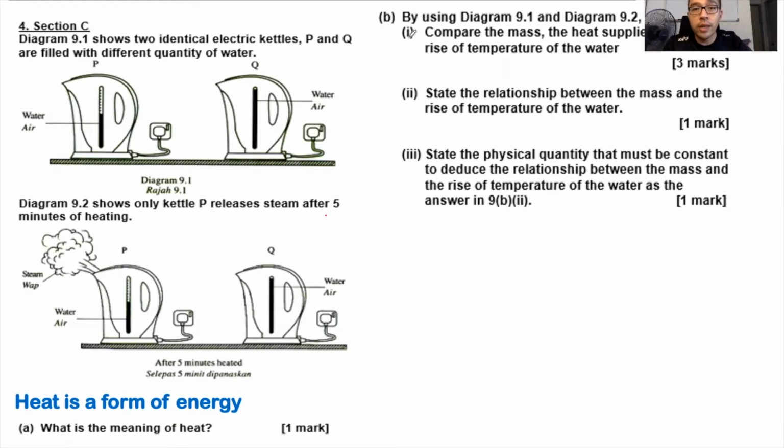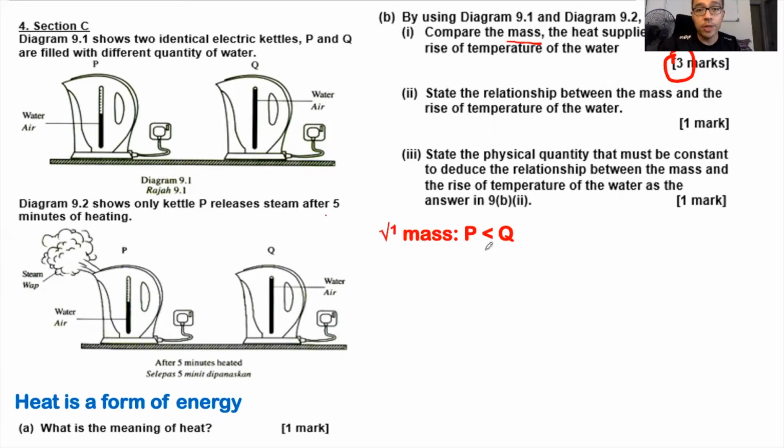Question B1, compare the mass, the heat supplied, and the rise of the temperature of the water. Take a look at the number of marks. There are 3 marks, so obviously you need to compare 3 things. When you are comparing anything, we always use the words bigger, smaller, or equal to, same as, whether it's mass, the heat supplied, or the rise in temperature. We find that P and Q in diagram 9.1 have different masses. If you look at it logically, Q has a bigger mass than P.